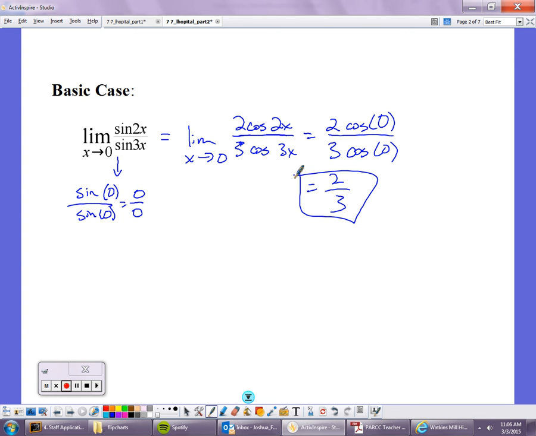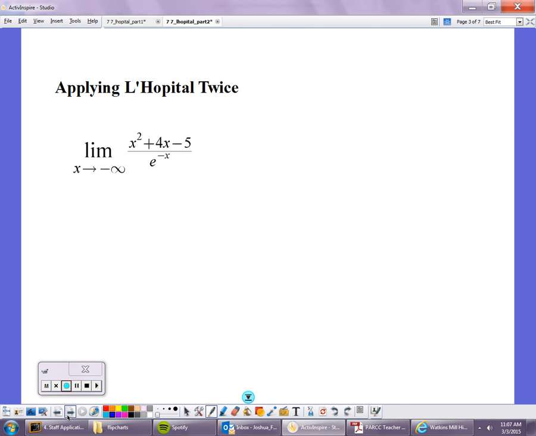And this is an important one because you can kind of see a pattern here. Anytime you've got sine 5x over sine 7x, the limit's going to be 5/7, and so on. Things are going to work the same way. All right, so that's a pretty straightforward case.